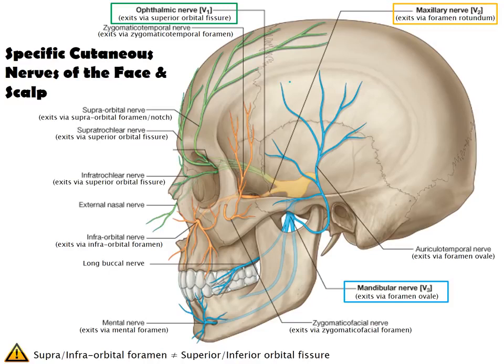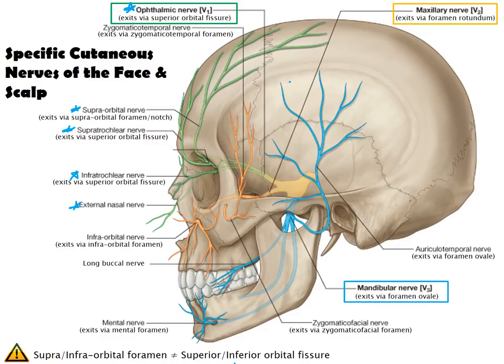Shown in green is the ophthalmic nerve, which exits the skull at the superior orbital fissure. Notice how it gives off branches to supply the skin of the forehead and the anterior scalp. As we'll learn soon, these branches are referred to as the supraorbital nerve and the supratrochlear nerve. We'll revisit these nerves in more detail in the orbit lecture. In addition, the ophthalmic nerve gives rise to the infratrochlear nerve as well as the external nasal nerve, which supplies the area on the tip of the nose.